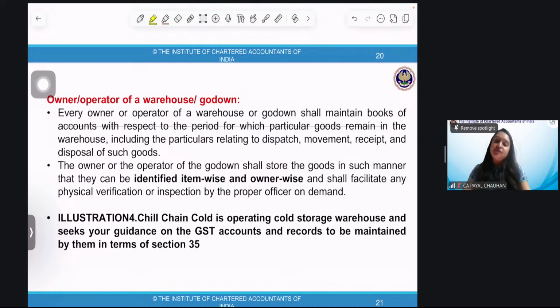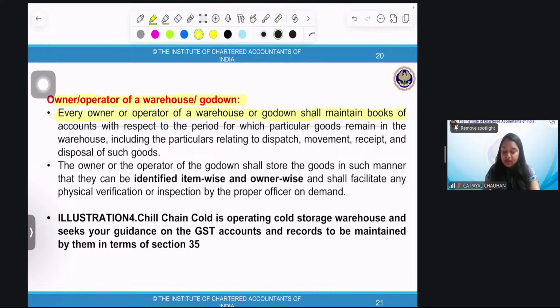Right. We've covered the work contract also, where we have to keep our accounts as per every contractee who has given me the work contract. Very good. Service provider. Now we'll see owner or operator of a warehouse or godown. Every owner or operator of a warehouse or a godown shall maintain books of accounts with respect to the period for which particular goods remain in the warehouse.